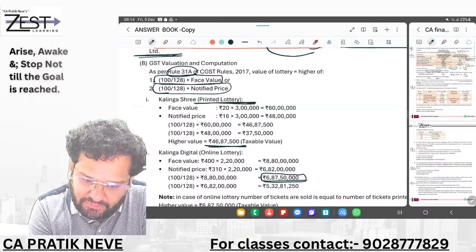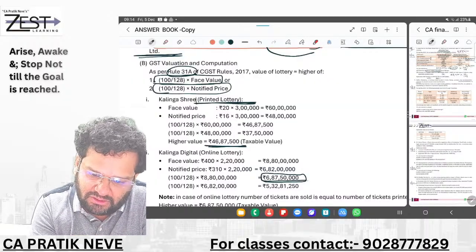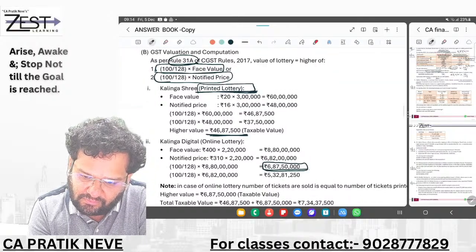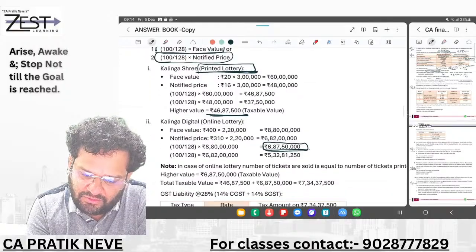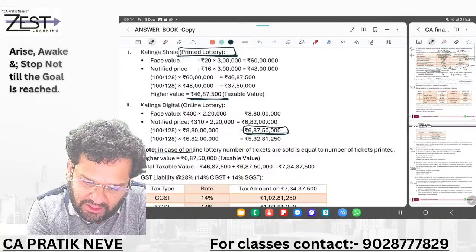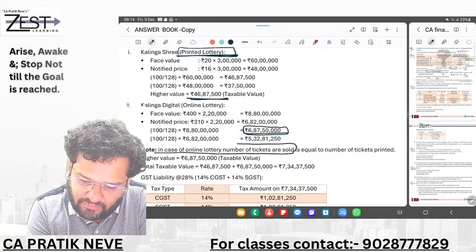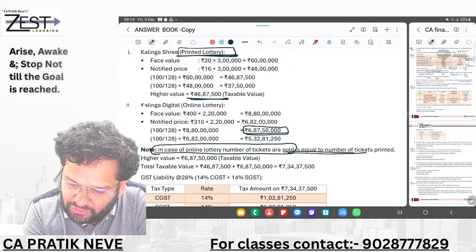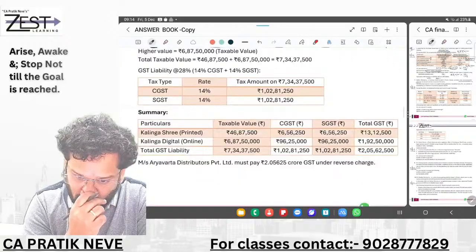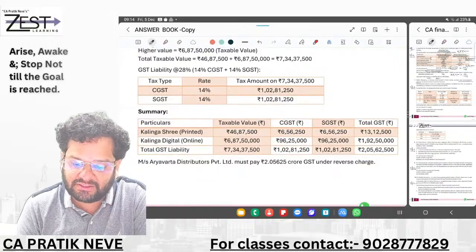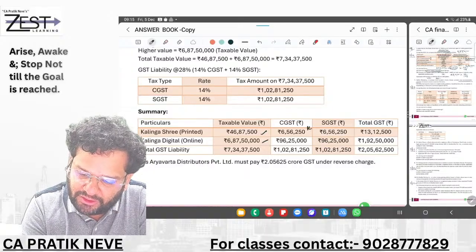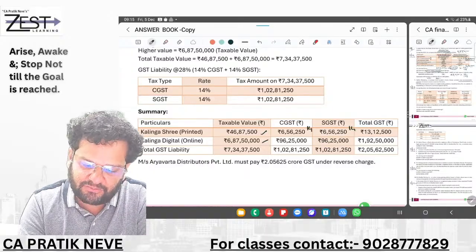For printed lottery, we are going for the number of tickets printed. And here we are going only for the number of tickets sold. In case of online lottery tickets, number of tickets sold is equal to number of tickets printed. So this way you should go ahead and find the assessable values. When you get the assessable values, GST will be calculated at 14% each.